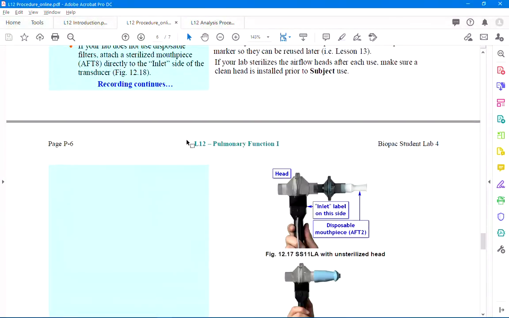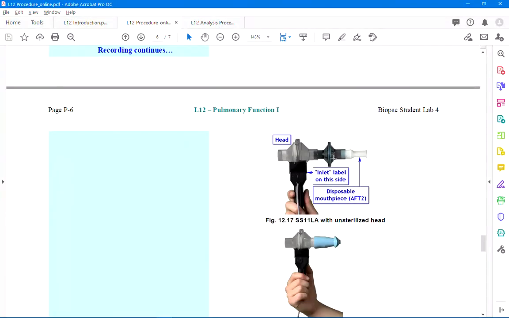Now, the data recording is fairly straightforward. A participant would be positioned with the flow meter, with a filter, and with a mouthpiece.